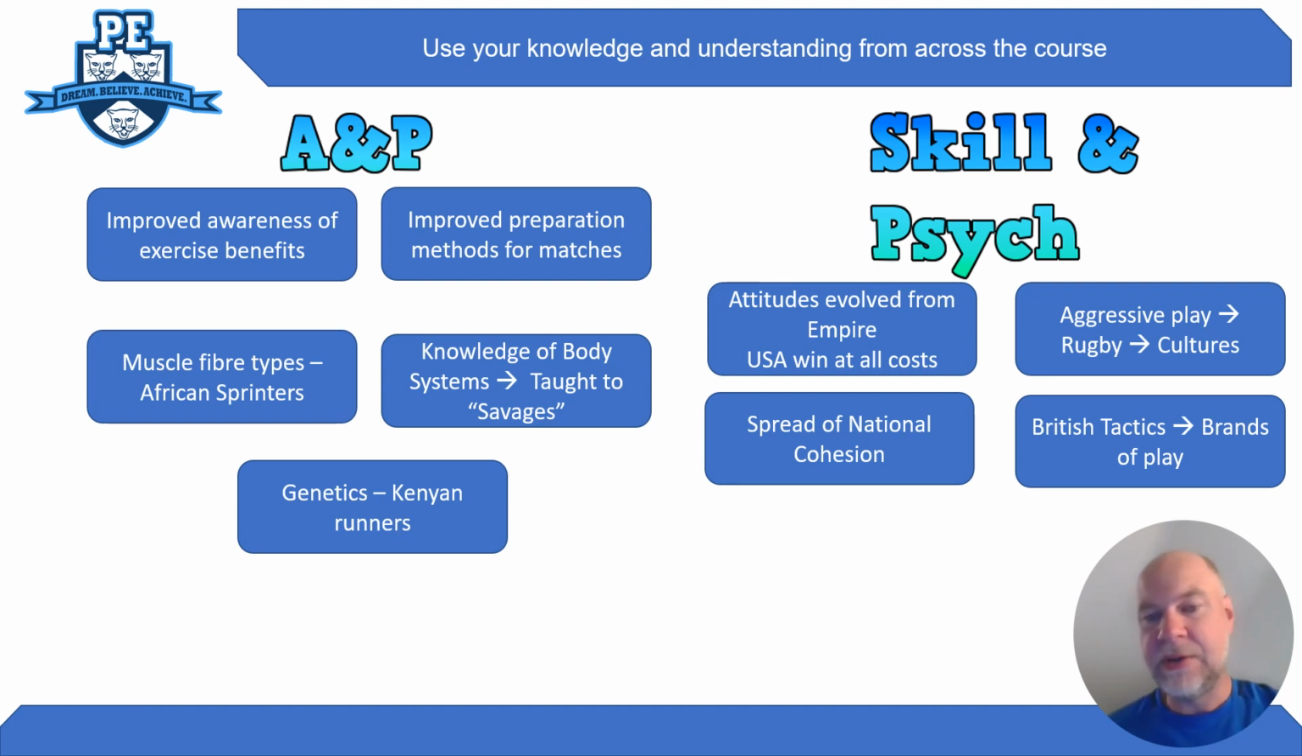Aggression was, for example, adopted through cultures who adopted rugby as an aggressive type of sport, where they could vent their aggression. We encouraged those to avoid the conflict that could happen. And introducing these sports had an element of cohesion to the nation. And then we developed British tactics that were spread across the world, and these styles of play were adopted in a colonial manner.